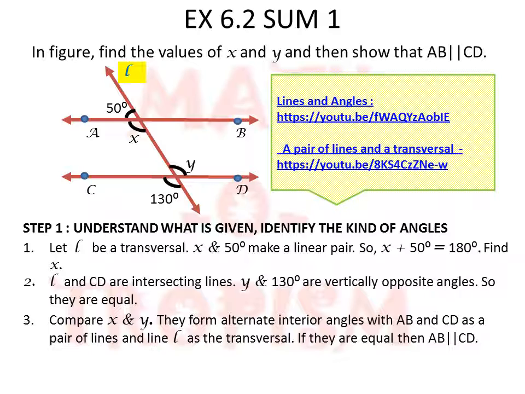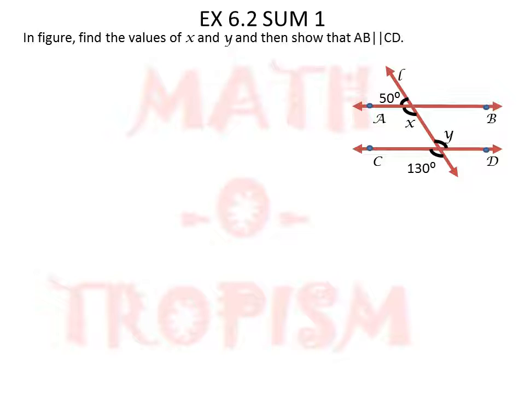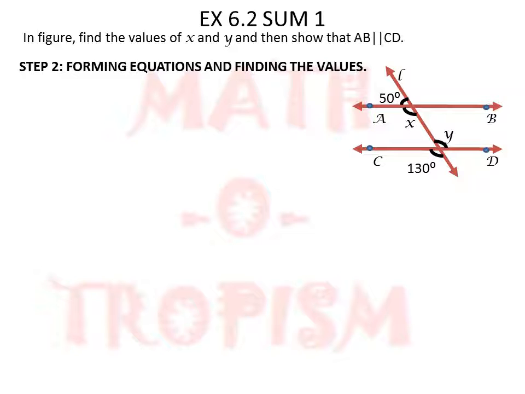So coming back to here, we need to take the alternate interior angles, and to show we need to use the theorem that if two angles in a pair of alternate interior angles are equal, then the two lines will be parallel. So that is how we are going to prove. We only need to see that x and y come as the same value. So now proceeding, what we have understood, we are going to form equations and find the values.